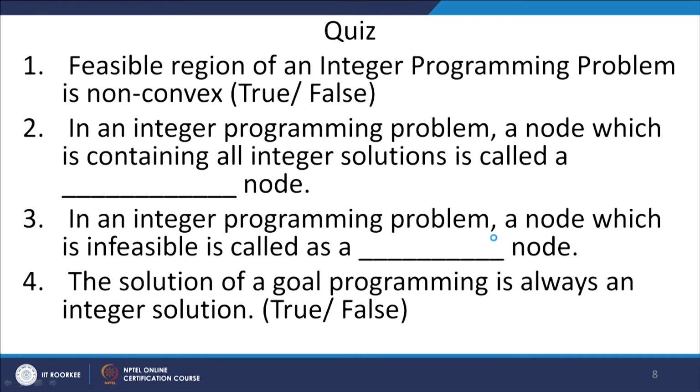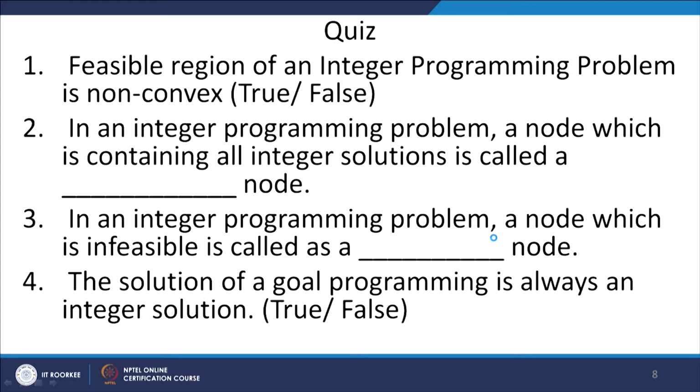So, now we come to the quiz of this topic. Here are some questions and I want you to write down the answers in your notebooks. The first question says: the feasible region of an integer programming problem is non-convex, true or false?